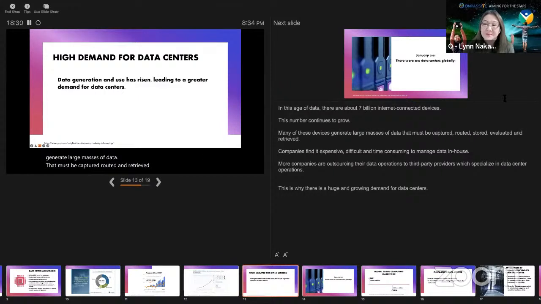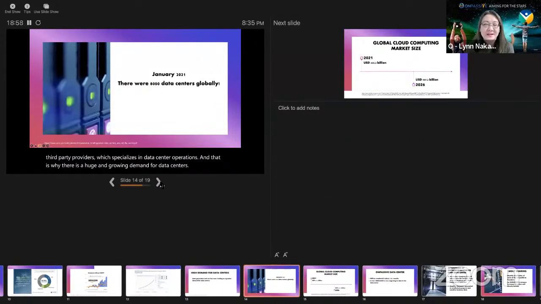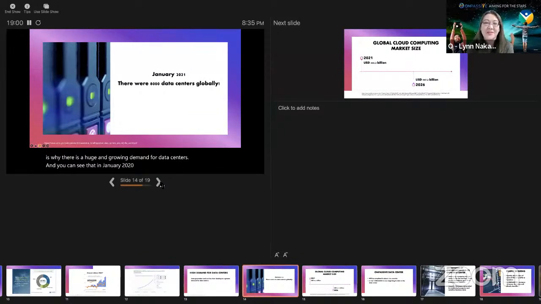So companies find it very expensive and difficult and time consuming to manage all this data in-house. So more companies are outsourcing their data operations to third-party providers, which specialize in data center operations. And that is why there is a huge and growing demand for data centers. And you can see that in January 2021, there were 8,000 data centers globally. This is just mind-boggling.